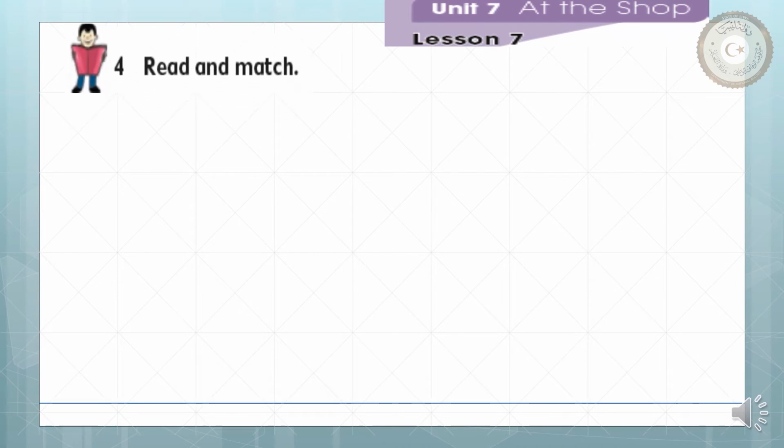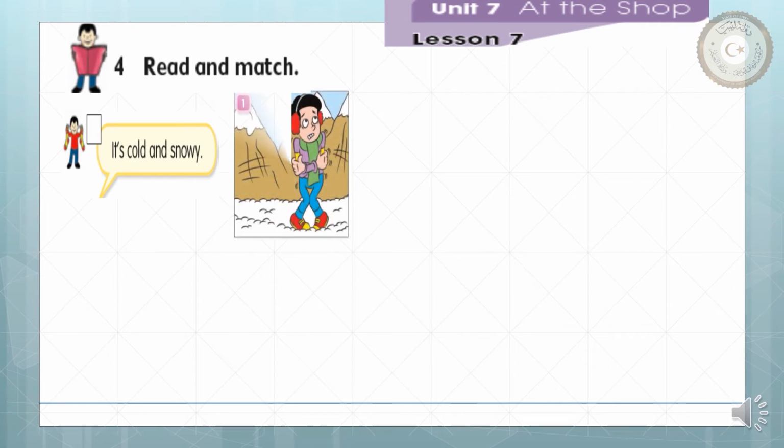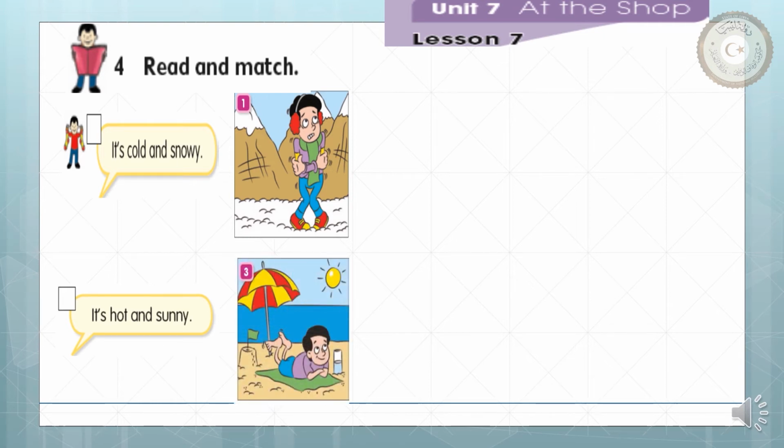Here we have the right answers. So the first sentence: it is cold and snowy. Which picture? Cold and snowy. He is wearing a scarf. Okay. Look at here. It is hot and sunny. Which picture? Number 3. Picture number 3. He is drinking water, lying on the beach.